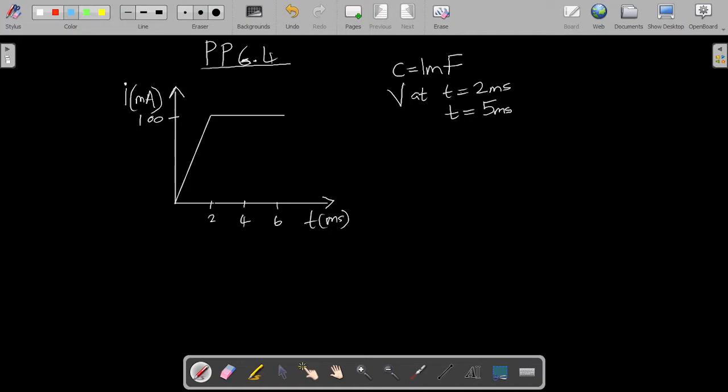So previously, I just did the area analysis, and before I even talk about the problem, let me quickly read it. It says an initially uncharged 1 millifarad capacitor has the current shown in figure 6.11, which is this figure that we have here. And it says calculate the voltage across it at time equals 2 milliseconds and time equals 5 milliseconds. So I have the summary of the question over here.